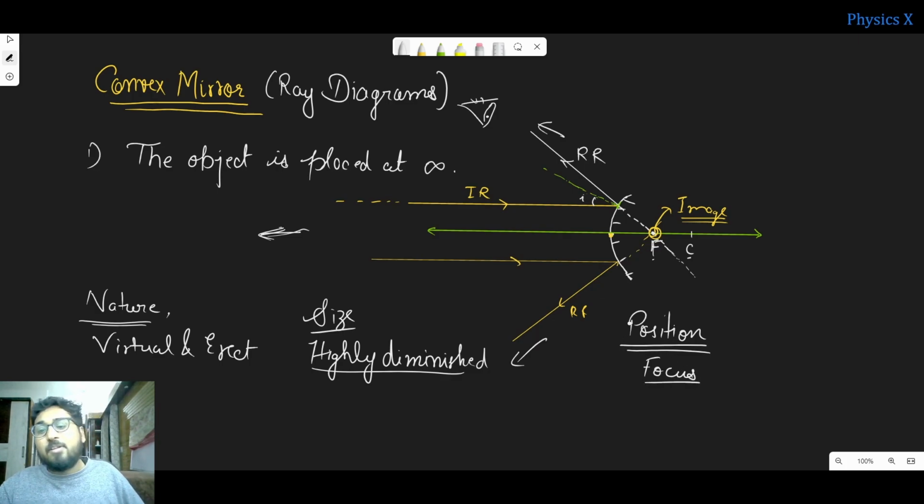And this is what you can observe in the first case. So we observe that here the virtual image is formed. Now let us take another case, that is the second and the last case, when the object will be placed very near to the mirror.